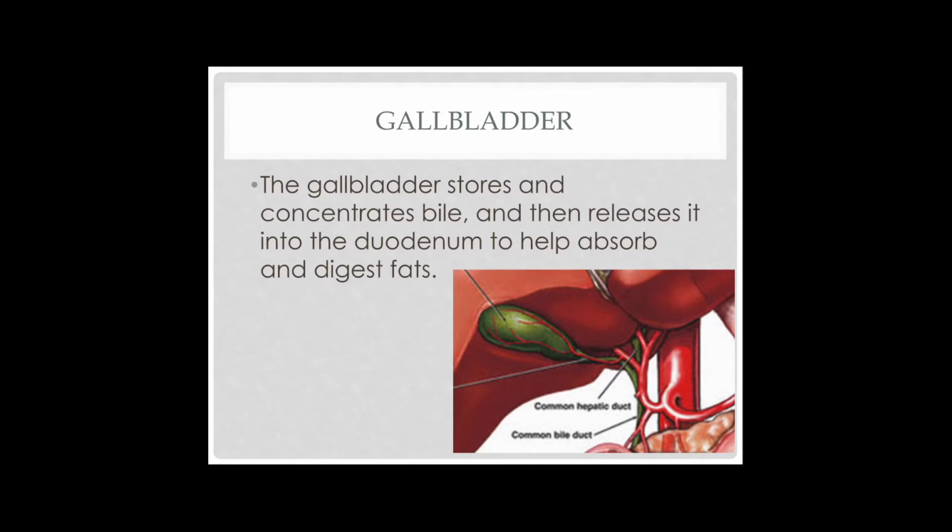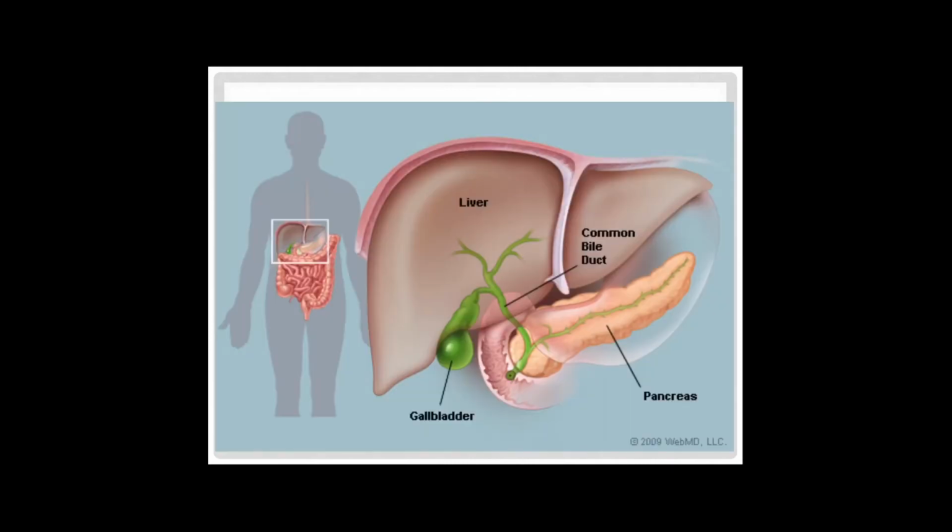The gallbladder, this is attached to the liver, it's right below it. This is going to store the bile and concentrate it so that it can easily break down the fats. It's then released into the duodenum, as we said, to digest fat. So here you can see where it is located.